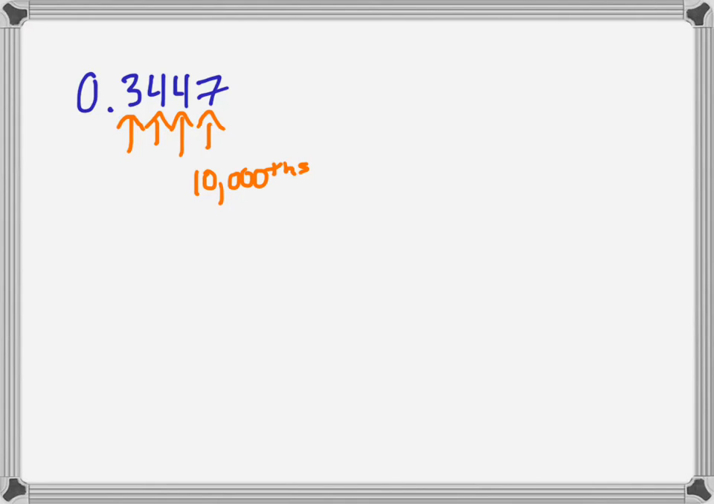If I was going to read this decimal in words, I would say that this is 3,447 ten-thousandths. And I could write that as a fraction, 3,447 over 10,000 in the denominator. I do want to always reduce fractions to lowest terms.